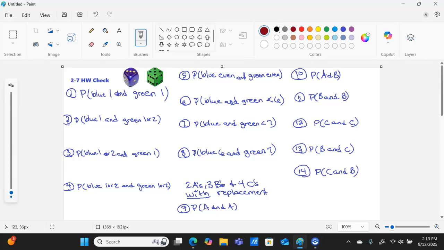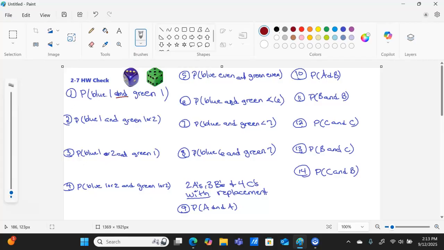Okay, checking 2-7. We are dealing with either independent events, which is what we're dealing with in the first part, where we have two different die. And then when we get to number 15, we'll be dealing with dependent events. What you roll on the blue die does not affect the green die, but it is an "and" situation, so we're going to multiply.